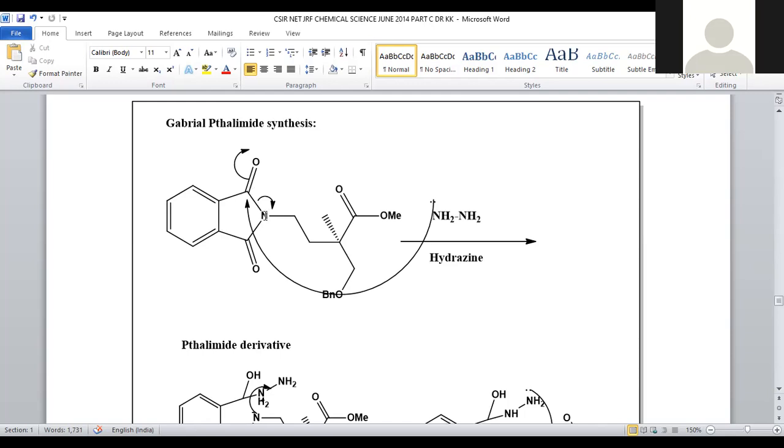So that is attached to the nitrogen. Hence, you can say this is a phthalimide moiety. And this nitrogen is an alkylated system, and this alkyl is a very bulky group. Very bulky alkyl group is present on this nitrogen. Now we are treating with hydrazine. This hydrazine has a nucleophilic nature.